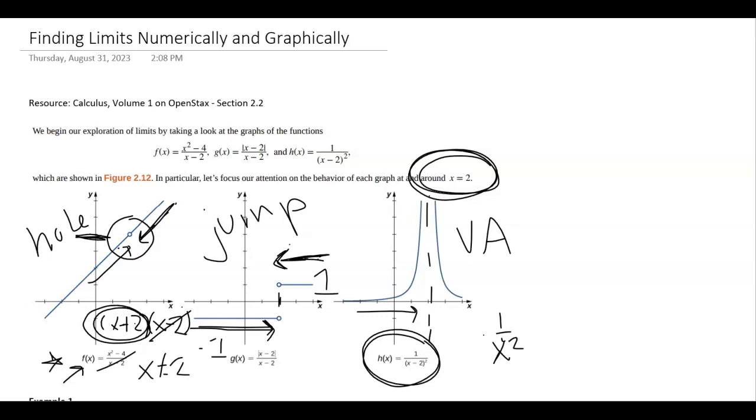Vertical asymptotes, what that means is if I were to look at the limit as x gets really, really close to a number, in this case x equals 2, my y values go to either plus or minus infinity. So as I approach an x value, in this case x equals 2, if it approaches plus or minus infinity, then I say a vertical asymptote is going to be there.